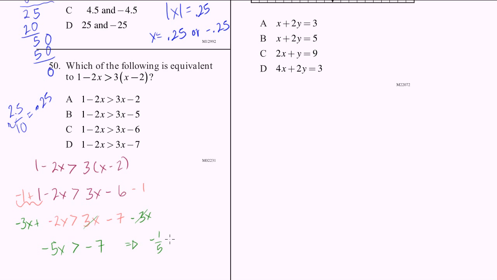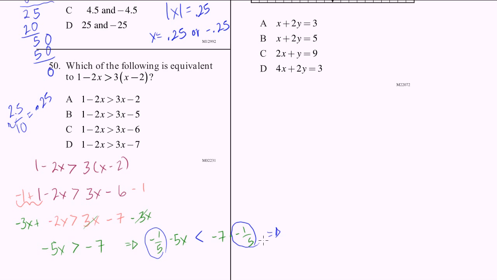So if we divide both sides by minus 5, I could multiply by the fraction minus 1/5 times minus 5x, and then I'm going to have a minus 7 times minus 1/5. I'm going to switch the inequality, so it goes from greater than to less than. The whole reason why it switched is because I'm multiplying both sides, or depending how you view it, dividing both sides by a negative number.